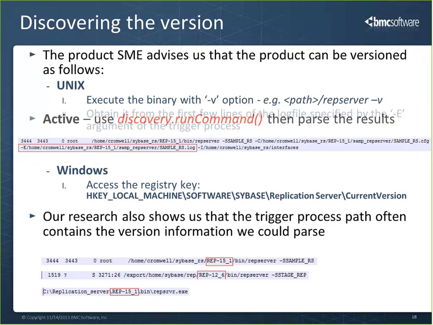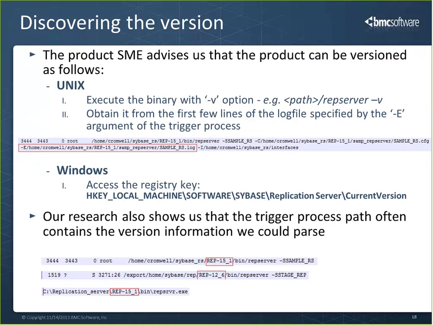So let's move on to discovering the version of our software. The product SME advises us that the product can be versioned a number of ways. On the Unix platform, the primary approach will be to execute the binary with the -v option. And there's also an approach where, if we look at the log file that's specified by the -c argument to the trigger process, the first few lines contain the version information. So here's an example of a process listing where you would also see the path to the log file in question.